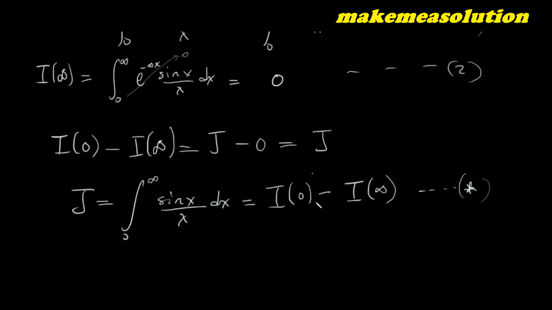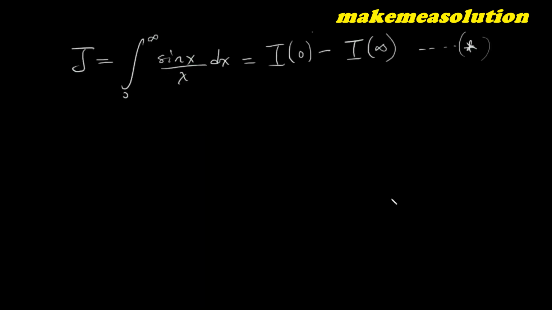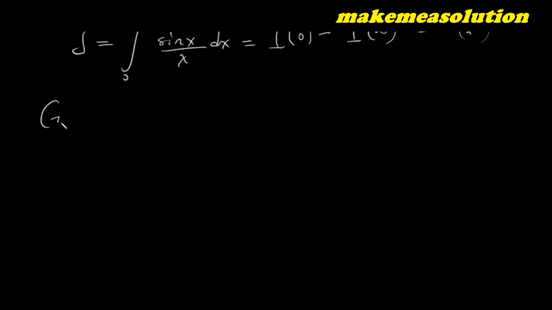Okay, so that we can evaluate I of 0 minus I of infinity. The goal is to find I of s. When you're using Feynman's technique, the goal is to find I of s as a function of s. Is that okay? If you can do that, you're good to go.